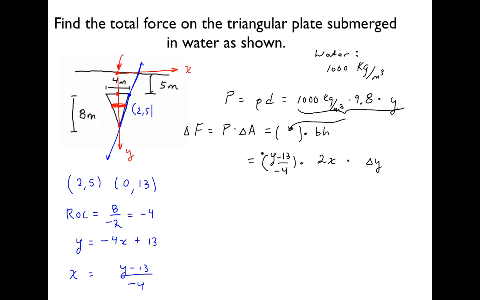Now, another way you could have done this, you could have done it without this line. You could have just said, what's my width at different distances? For instance, at a depth of 5, when y is 5, the width is 4. When y is 13, the width is 0. And you could have used those points and directly gotten the width. Sorry, that's totally wrong.